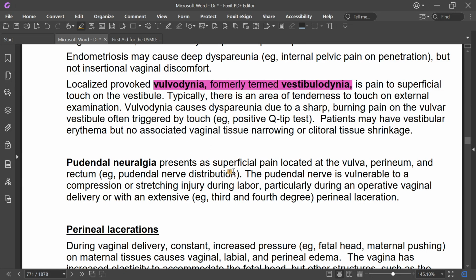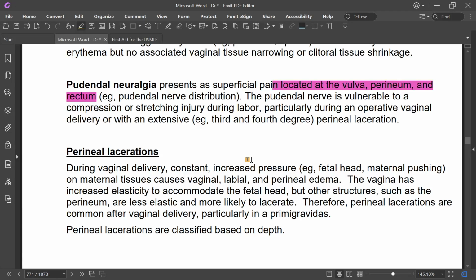Pudendal neuralgia causes superficial pain located at the vulva, perineum, and rectum, in the pudendal nerve distribution. The pudendal nerve is very vulnerable to compression or stretching injury during labor, particularly an operative delivery with an extensive third or fourth degree perineal laceration.